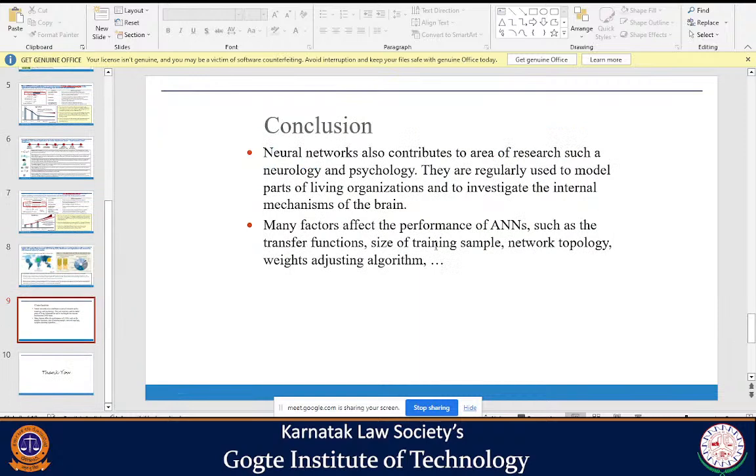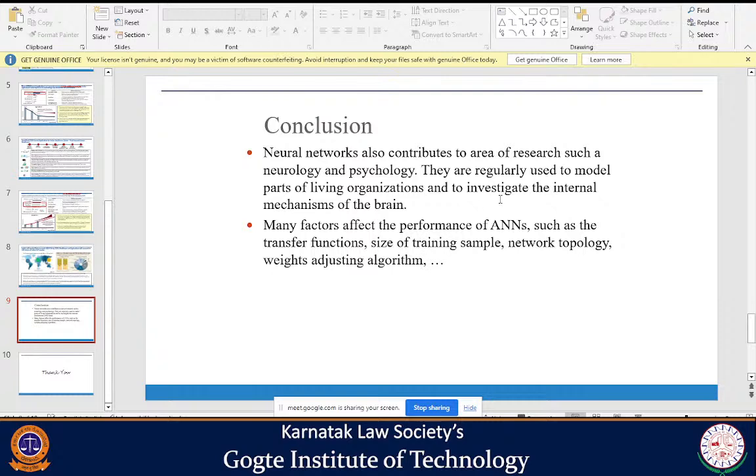Now in final conclusion, if you learn from this subject, finally you can understand what an artificial neural network is and how it is used in each and every application. Neural networks also contribute to research areas such as neurology and psychology. They are regularly used to model parts of living organisms and to investigate the internal mechanisms of the brain. Second conclusion, many factors affect the performance of ANN, such as the transfer function, size of training samples, network topology, and you can also adjust by using different algorithms.